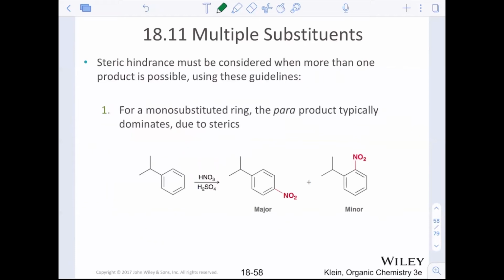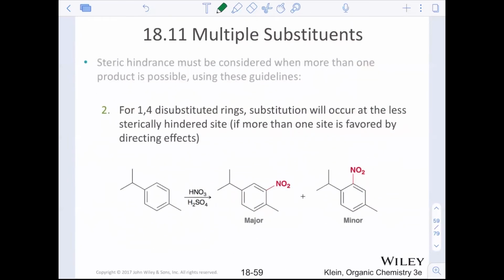Now, steric hindrance must be considered when more than one product is possible, okay? So typically the para position dominates due to steric hindrance. The only time it really didn't was when we had toluene reacting, but typically for all of our other mono-substituted rings, the para position will be dominant. For 1,4 disubstituted rings, substitution will occur at the less sterically hindered site if more than one site is favored.